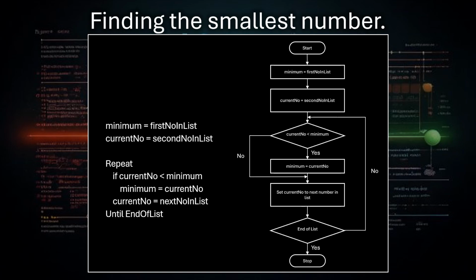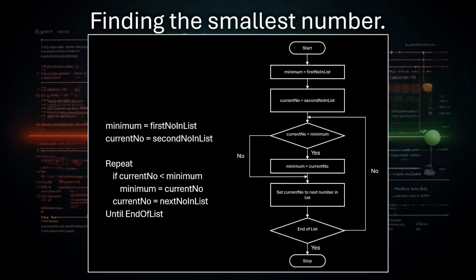This is done within a rectangular process symbol in the case of the flowchart. Current number is then assigned the next number on the list and a check is made to see if we have reached the end of the list. If more numbers remain on the list, the algorithm goes back to check whether the new current number is smaller than the current minimum value.